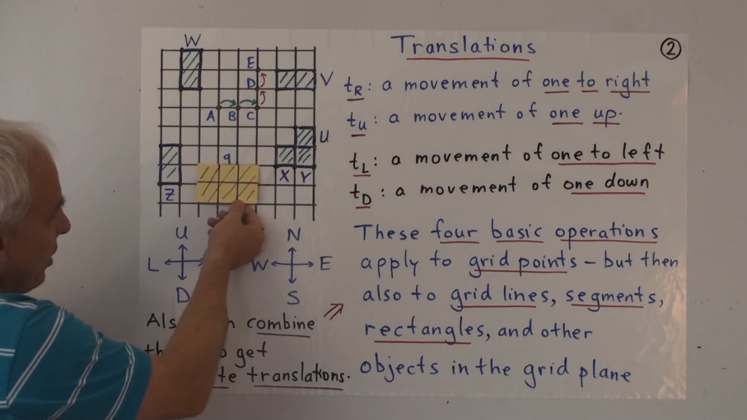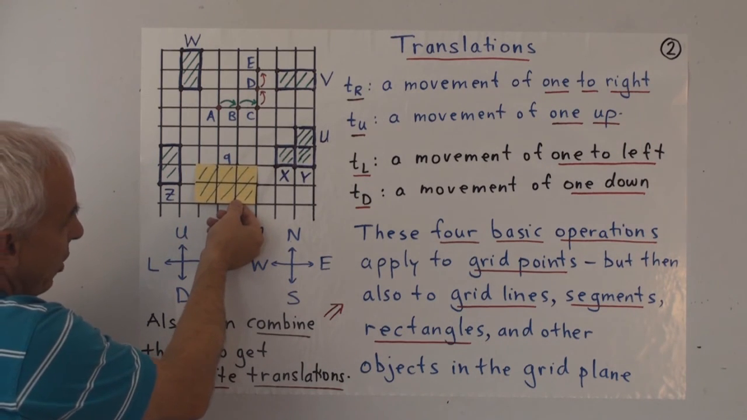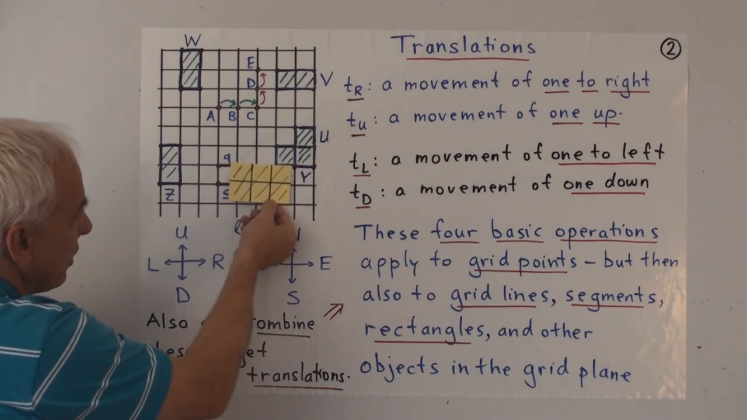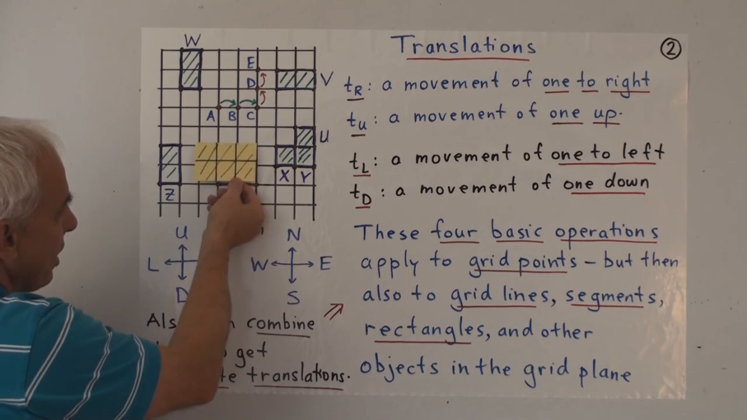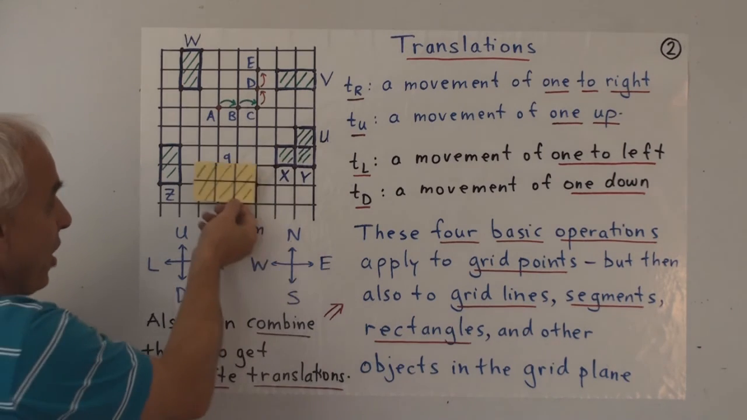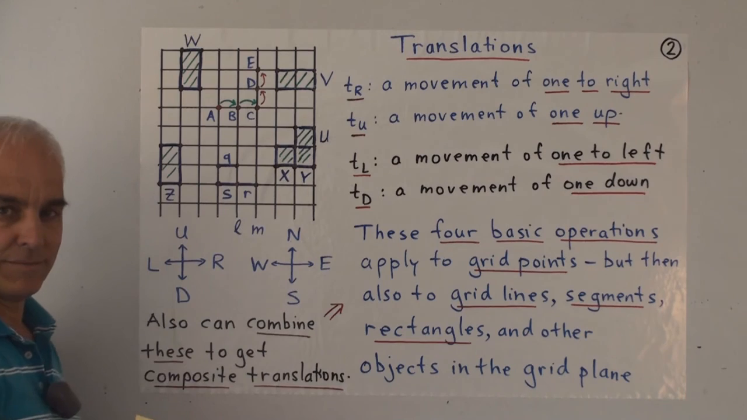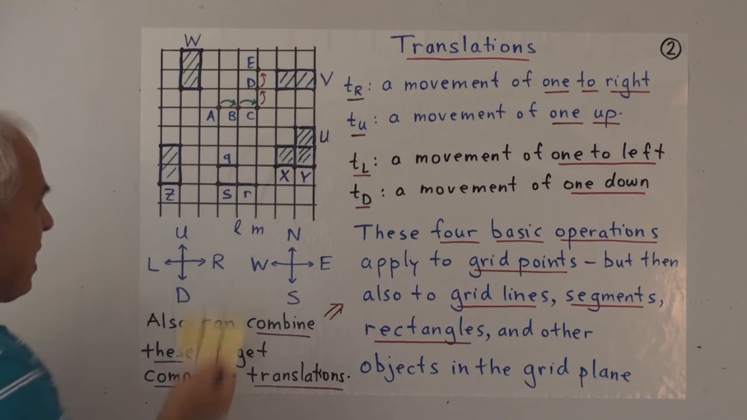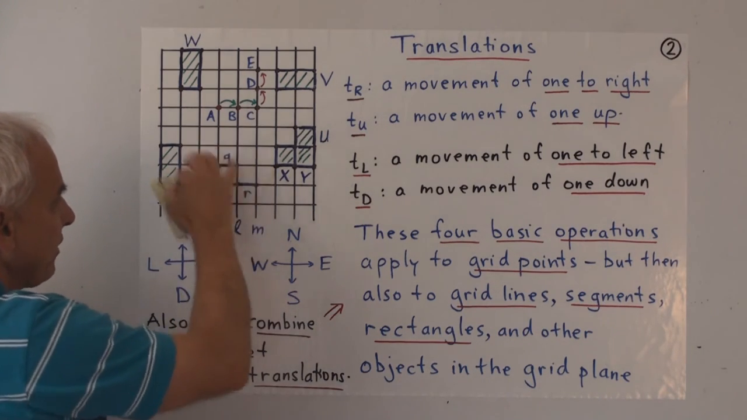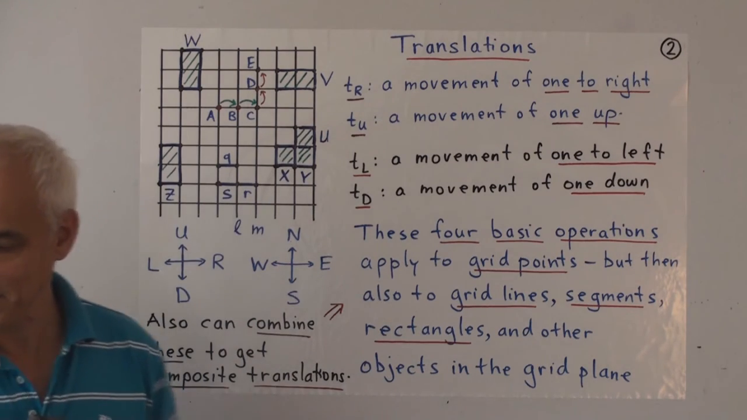And we're going to stick to translations where we're always going a certain number of units to the left or right, a certain number of units up or down. We're not at this point going to consider a translation where we go kind of halfway. Later on we'll think about that kind of thing. Right now we're always sticking within this framework of the grid plane.